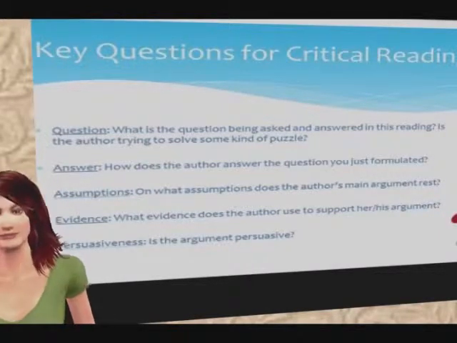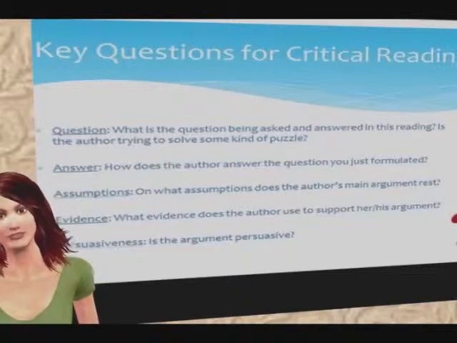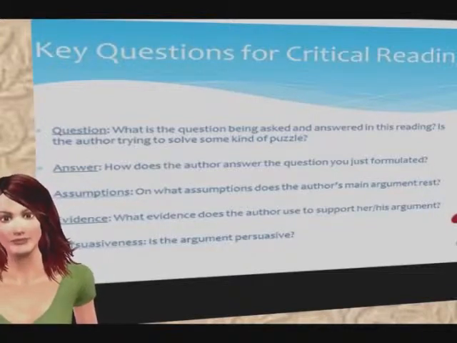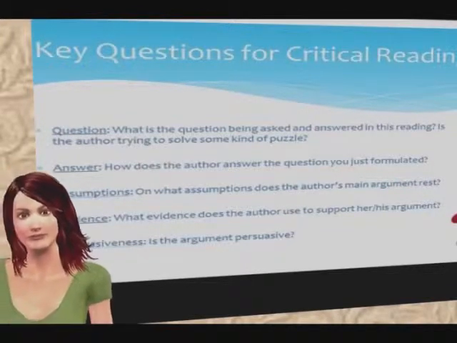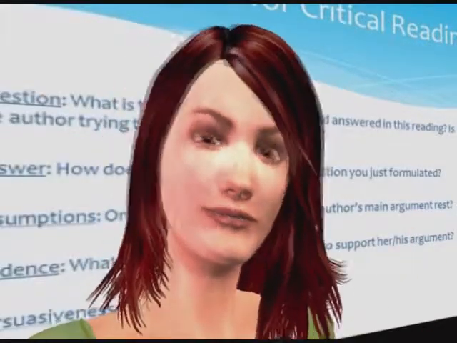Third, we want to ask, what assumptions does the author's main argument rest on? Are they assuming anything? Number 4, what evidence does the author use to support her or his argument? As we talked about before, evidence is absolutely key when it comes to being a critical thinker.